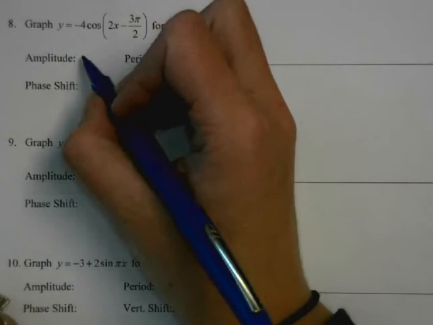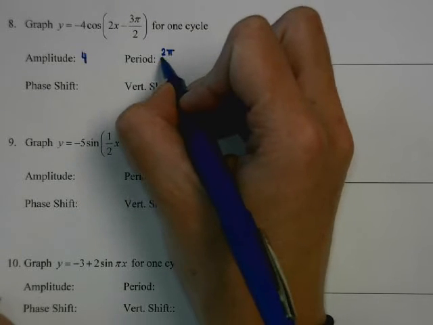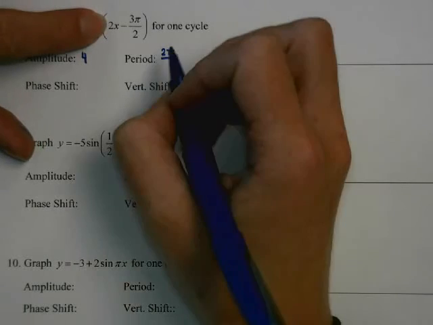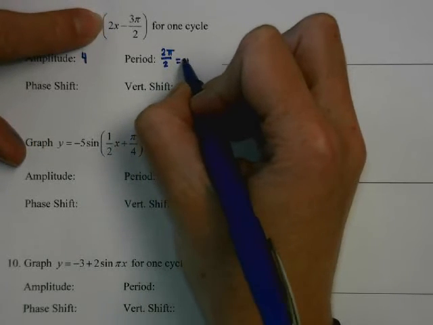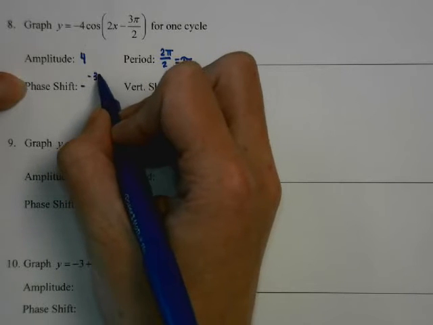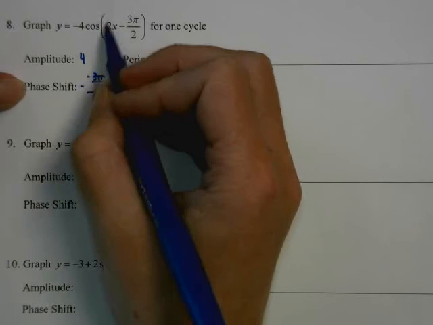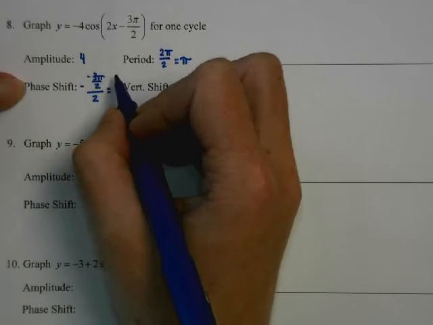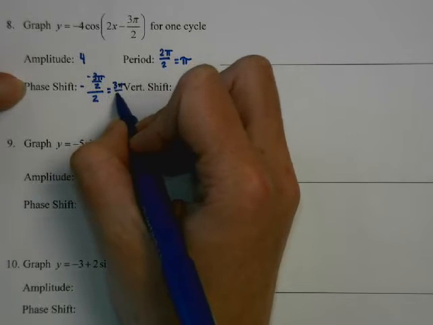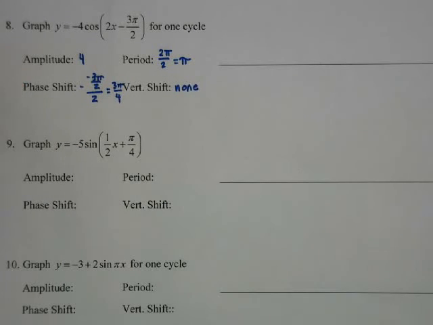All right, so our amplitude is 4. The period is 2 pi divided by our b, which is 2, which gives us pi. Our phase shift is a negative 3 pi over 2 over 2. So this number divided by this number. So this is a positive 3 pi over 4. Still don't have a vertical shift.